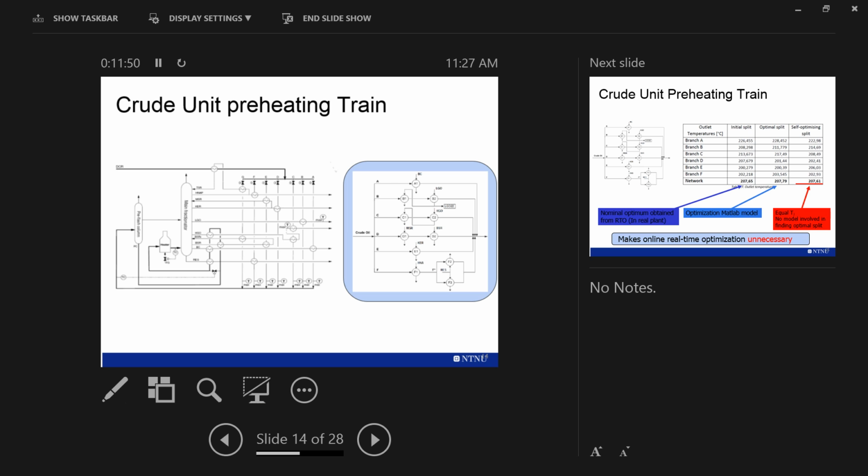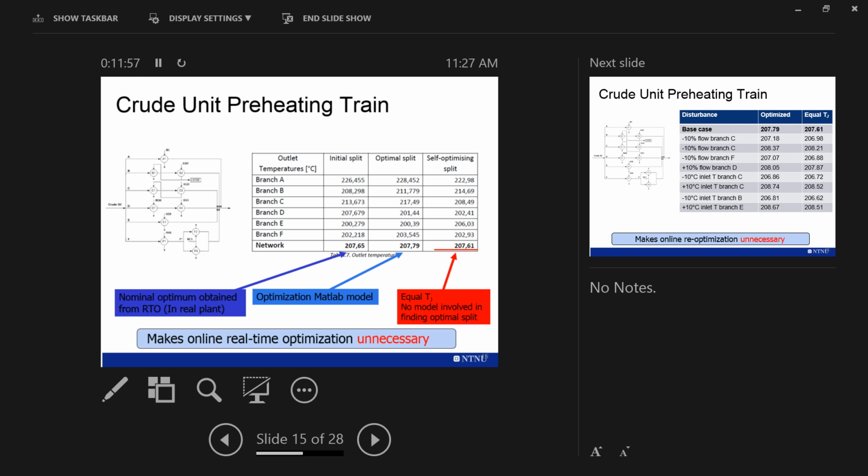Okay, so if you write this down, you can write it like this, and that looks more like what I've shown you before. And here I've got some results. These ones are just the end temperatures of the different branches, and for the network, this is the last row. That's what we're interested in maximizing. That's the important thing. So the first column is the data that we got from Statoil from their RTO. And that's what we use to fit our model to.